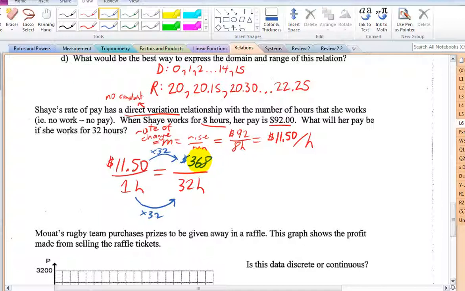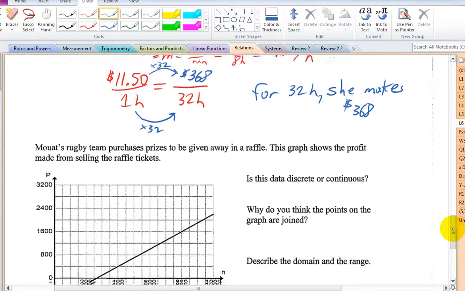So for 32 hours, she makes $368. Any questions? Next one. Mowat's raffle.